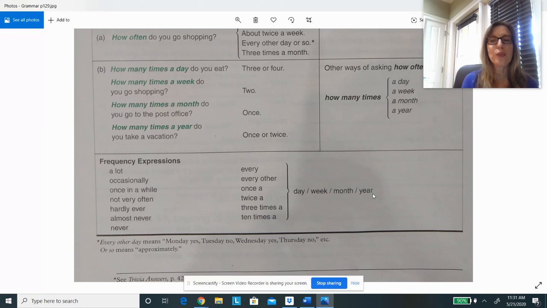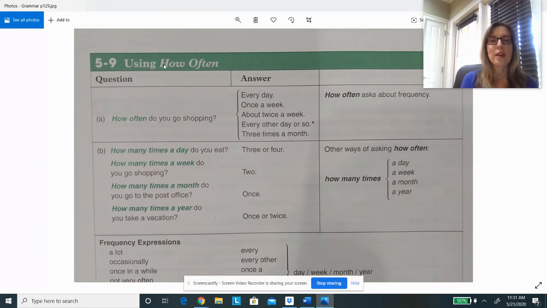Okay, I hope that helps you to talk about frequency using how often or how many times.